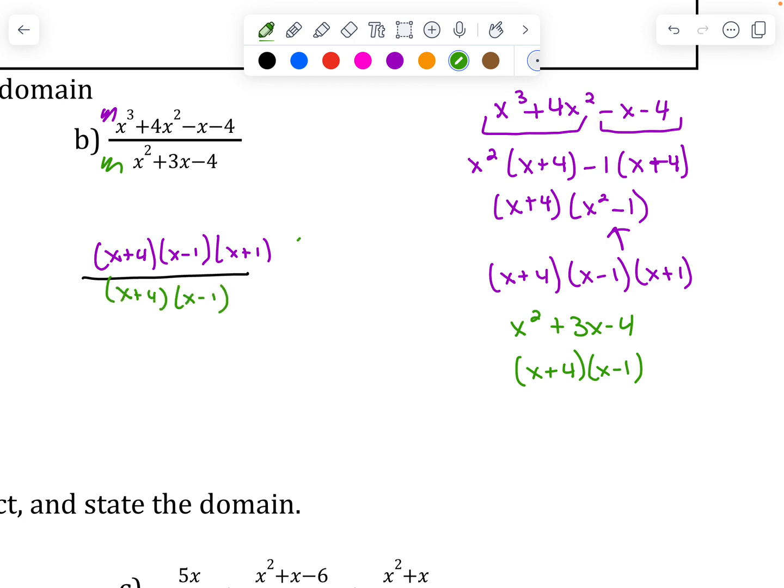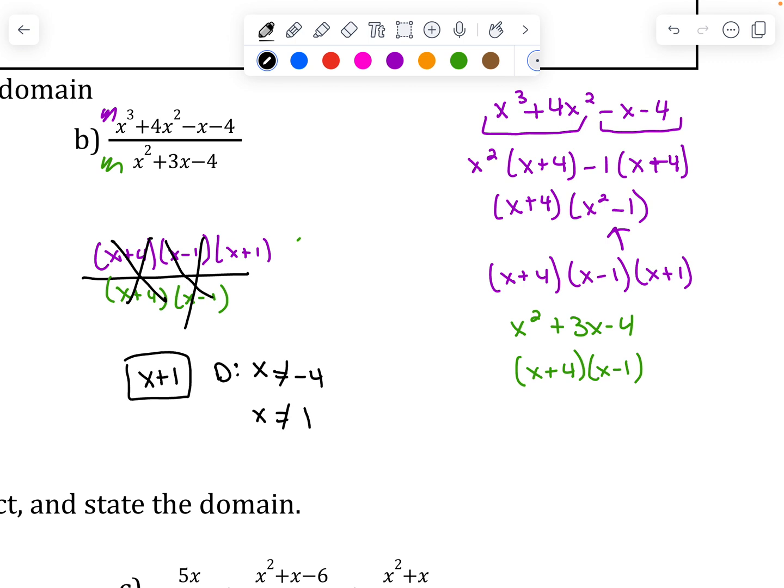Now you might be saying, okay, Fish, but look at this. 2 of these cancel, and we're left with x plus 1. You're right, you are left with that. But in your domain, x cannot equal -4, and x cannot equal 1, because again, you're going to end up with a hole. Yes, that simplifies down to just a linear equation, but you're still going to have that hole located at -4 and -1.